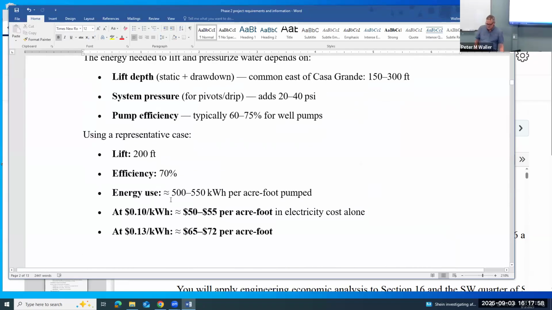So they give you a sample calculation. 10 cents a kilowatt hour is $50 to $55 per acre foot. That's not bad. So lift is 200 feet.